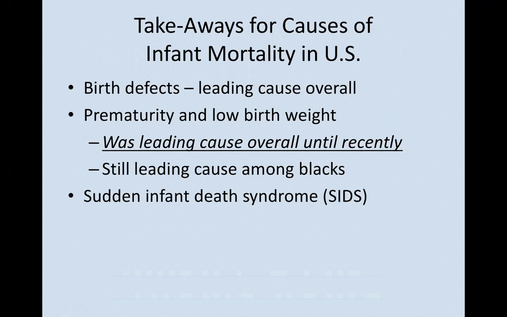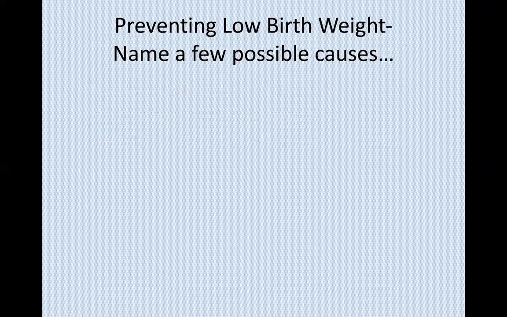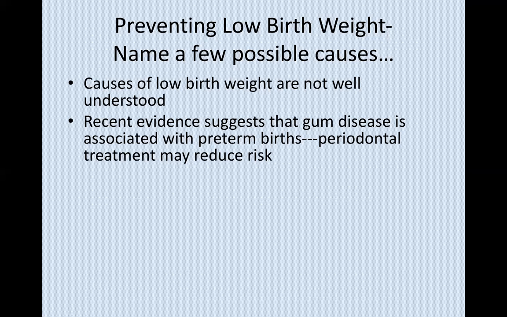So these are the 3 big takeaways. Birth defects are the leading cause overall, so congenital anomalies, premature and low birth weight, and then sudden infant death syndrome. Social factors in infant mortality. Poverty is one of the biggest risk factors. And then socioeconomic status puts women more at risk. Can you think of a reason? Access to health care, nutrition, stress. Stress is a big thing too. So here are some things that you think about.